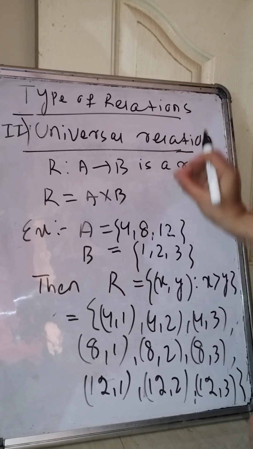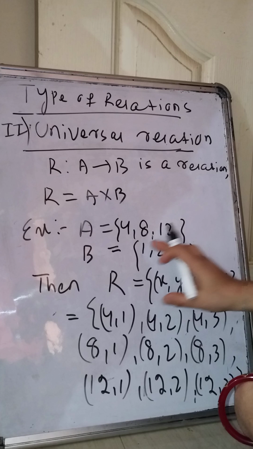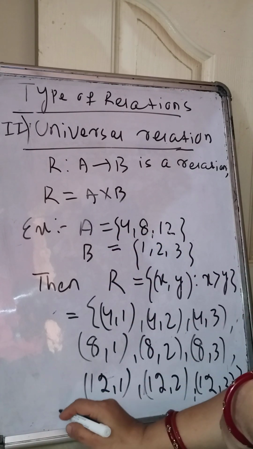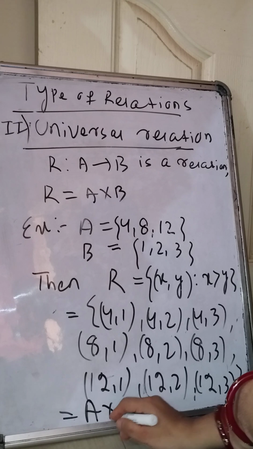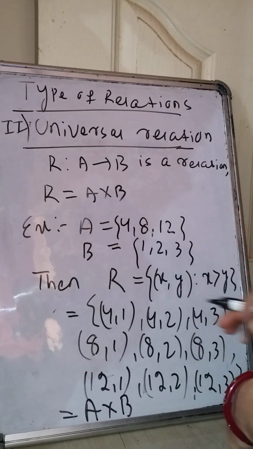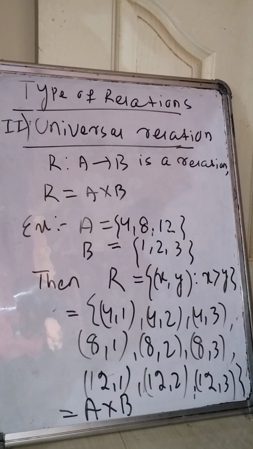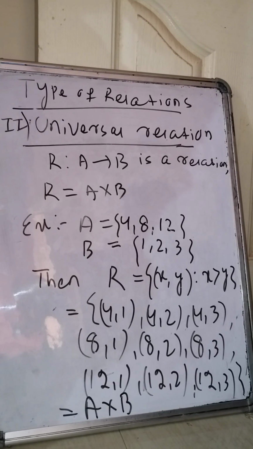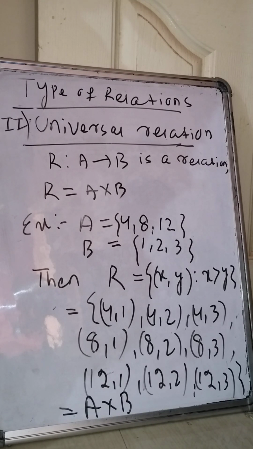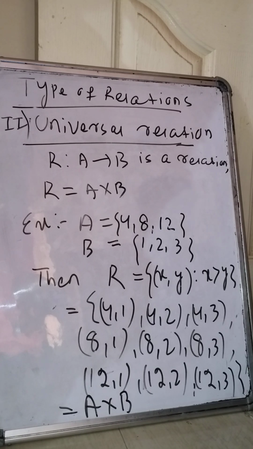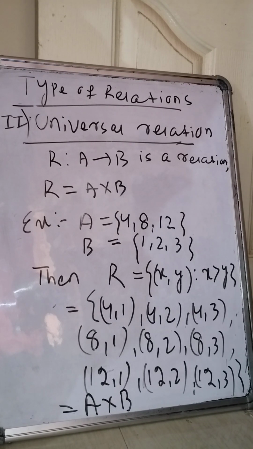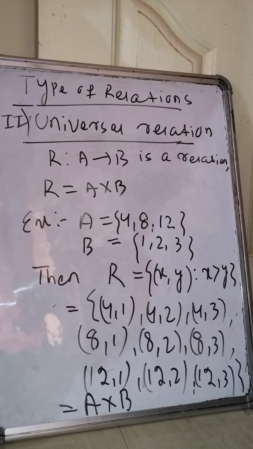Means the entire Cartesian product, all the ordered pairs from set A to set B, you can consider. This R is nothing but the entire Cartesian product of the given two sets A and B. So this is an example of a universal relation. Now after universal relation, next we discuss reflexive relation.